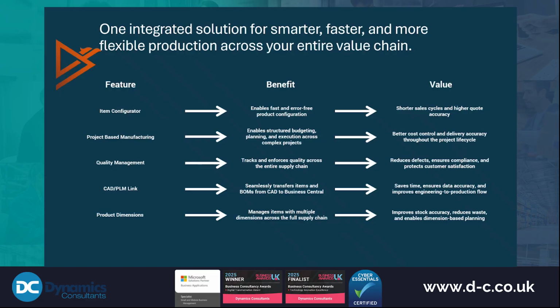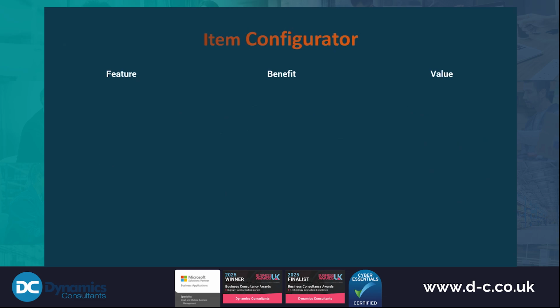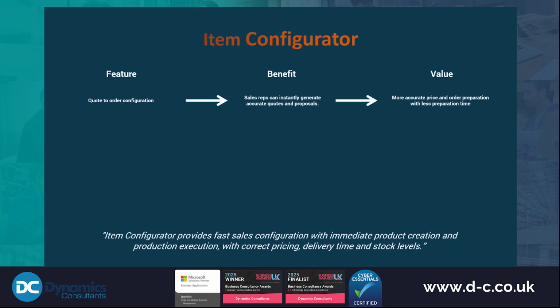At this moment, we will not address this item per item, because for every feature stated here, we have a separate story to tell. So let's start with the item configuration, which is very important in the configure to order scenario. What it does is help sales instantly generate configuration-based quotes and proposals. That takes out a lot of time and effort on their side.